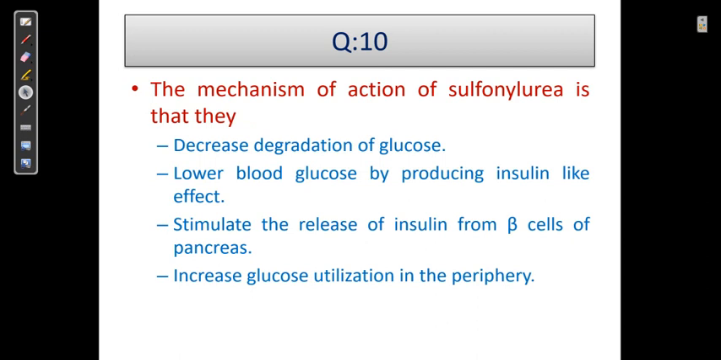The mechanism of action of sulfonylurea is that they decrease the degradation of glucose, lower blood glucose by producing insulin-like effect, stimulate the release of insulin from the beta cells of pancreas, or increase glucose utilization in the periphery. So the correct one is stimulate the release of insulin from the beta cells of pancreas. The correct answer is C.